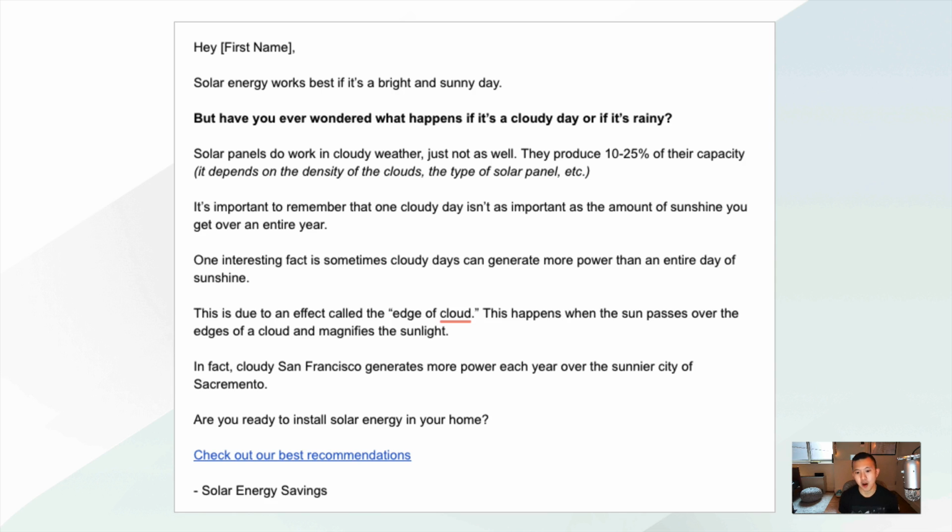But my next email might be on something else, like how does solar energy affect the property value? Or is it better to rent or buy solar energy? So basically, maybe one landing page and one email, or two emails, is not enough to convince them. But if you're sending out 10 emails, now you have 10 different chances to convince someone. That's the power of this system.